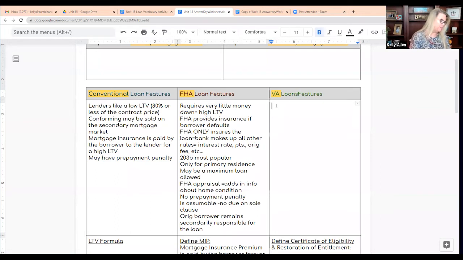All right, let's look at a VA loan. What's up with the VA loan? Okay, so let's put this here. Let's do FHA insured loan. Insured loan, whereas a VA loan is guaranteed. Okay, and let's take the S off.